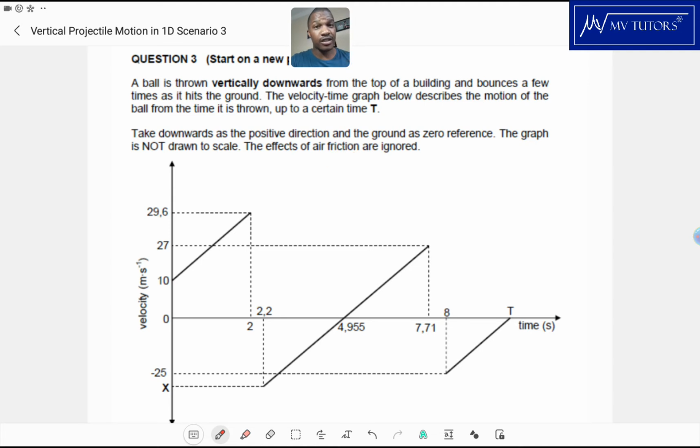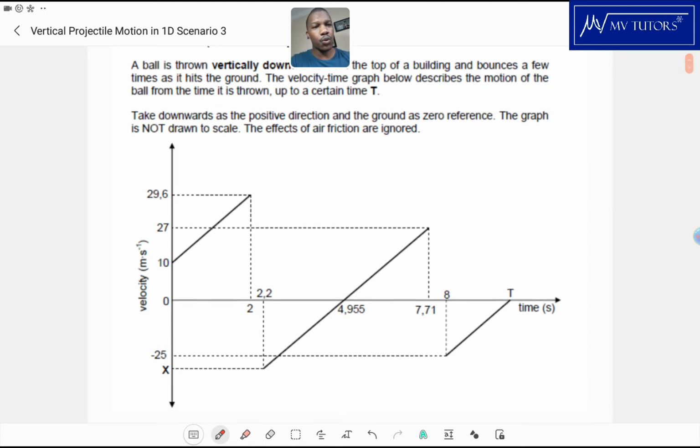Now they tell us this time what positive direction we should take. But normally you can assume it if you're not told. In this case we've been told, so we need to stick to that. And ground as zero reference. The graph is not drawn to scale. The effects of air friction are ignored. Okay, we're cool with that question.